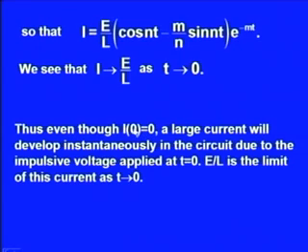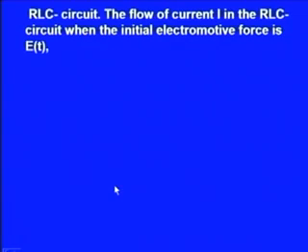remark: even though initially the current was 0 in the circuit, I 0 was equal to 0, a large current develops instantaneously in the circuit due to the impulsive voltage which is applied at t equal to 0, and we are finding the limit of that, which is E by L. E by L is the limit of this current which develops instantaneously in the circuit due to the impulsive voltage. So, E by L is the limit of this current as t tends to 0.